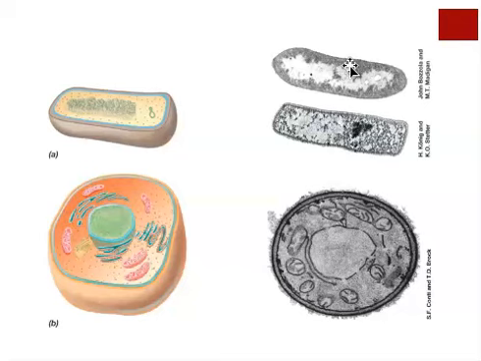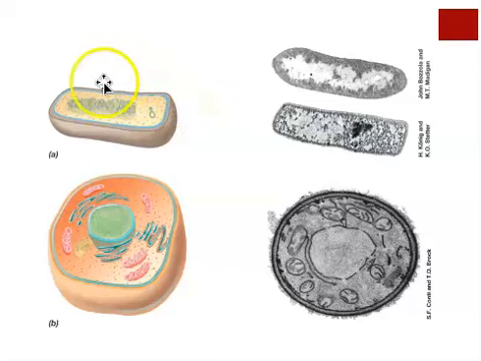If we start over on the left, up at the top, we have a drawing of a very generic looking prokaryotic cell. Prokaryotes are single-celled organisms, so both bacteria and archaea are considered prokaryotic. They are single-celled and they lack organelles.